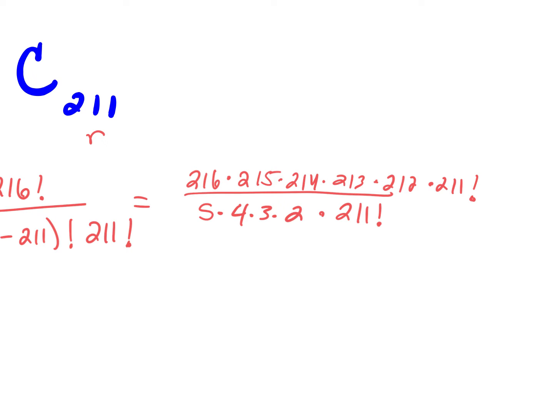What can we cross out here? 211 factorial on the bottom with 211 factorial on the top? 4 with 216. Say it again. 4 with 216. Okay. 216 divided by 4 is how much? 54. Is it? I mean, wait. You guys are funny. You're not an idiot. Don't say that. It is 54. Good, it's 54. Be confident.